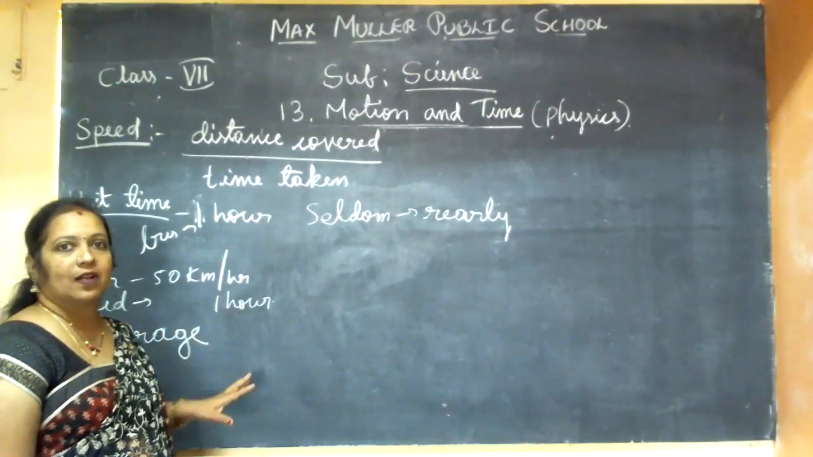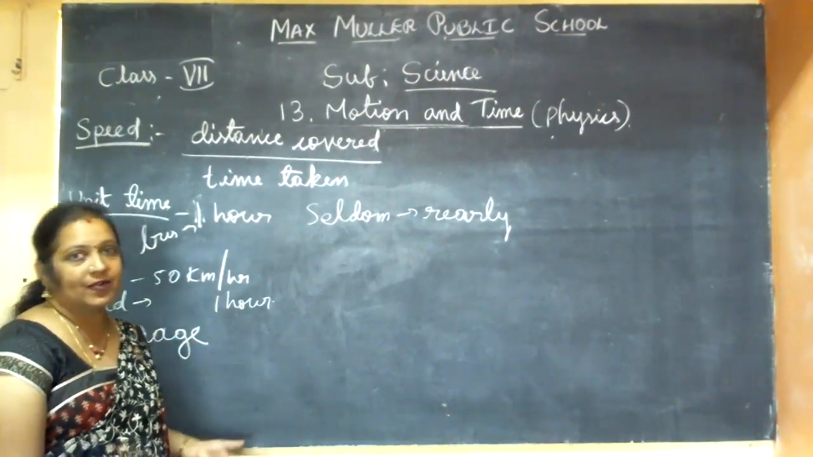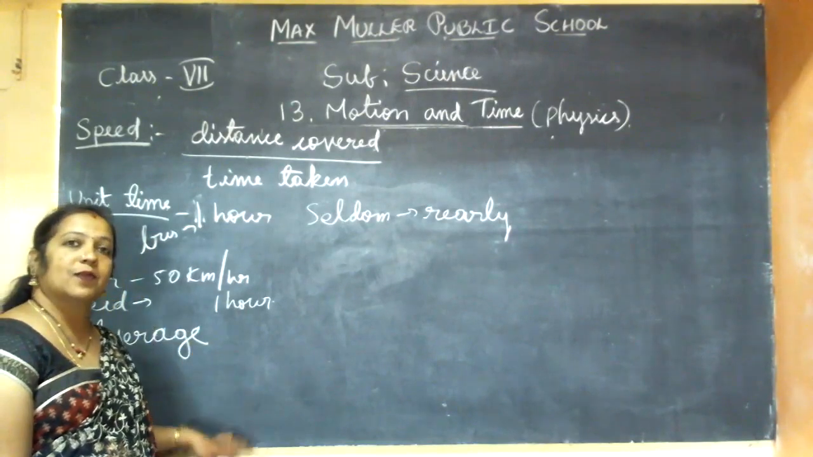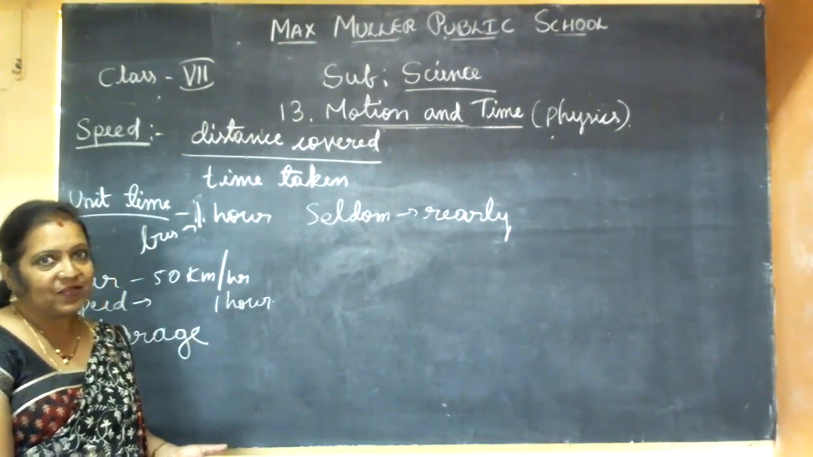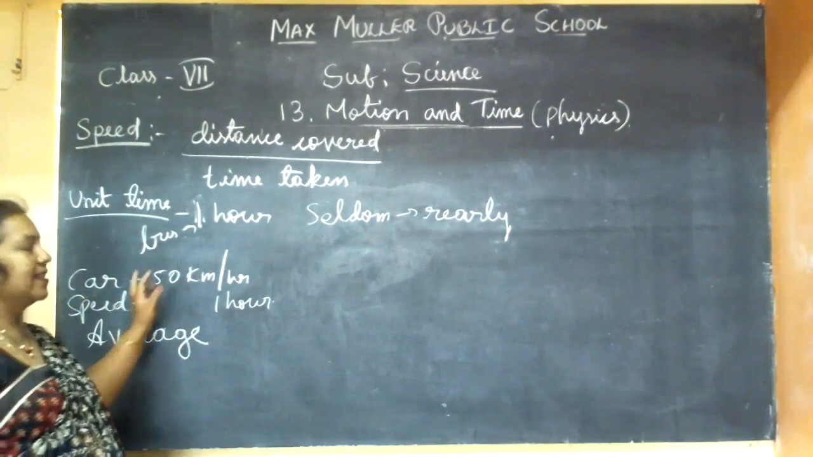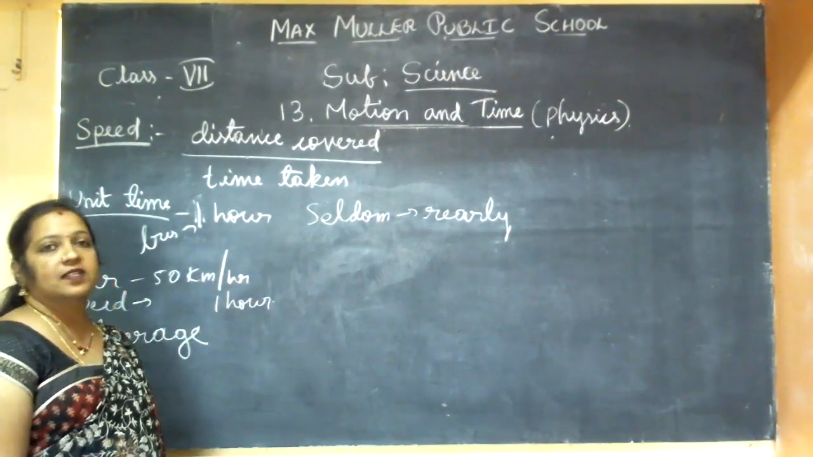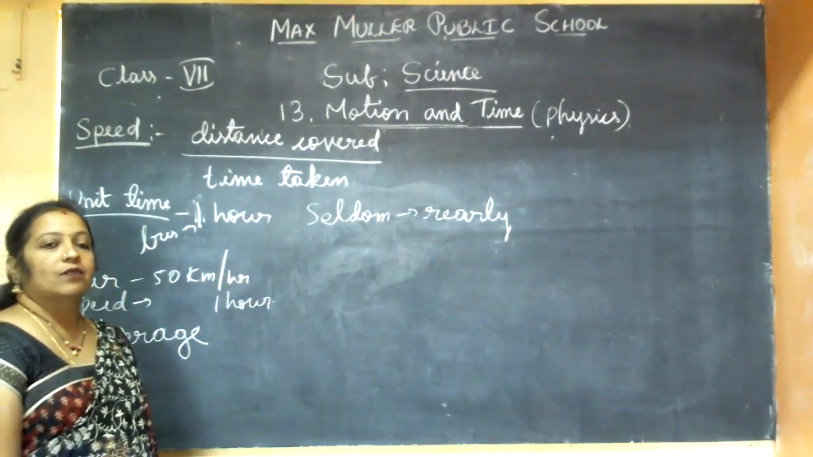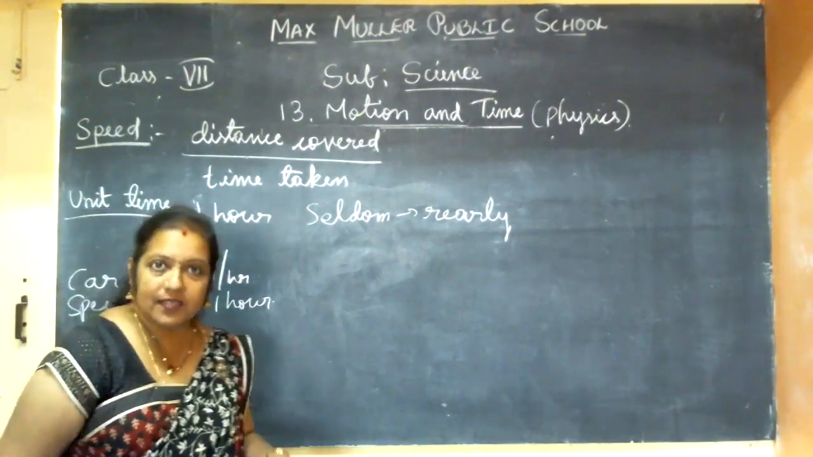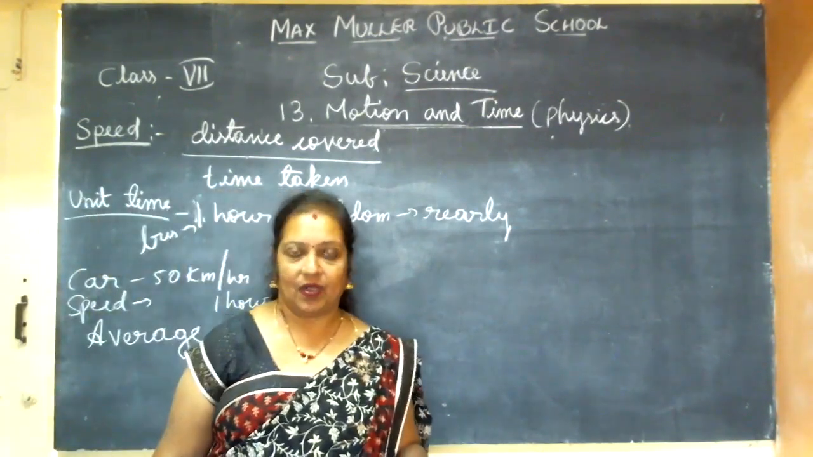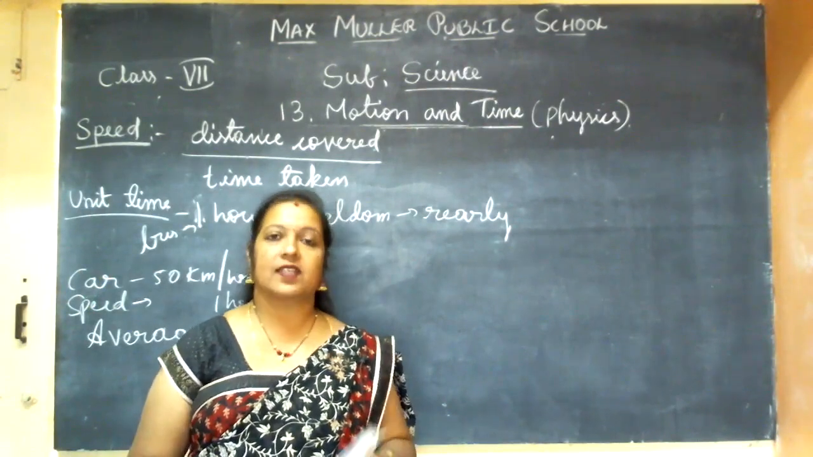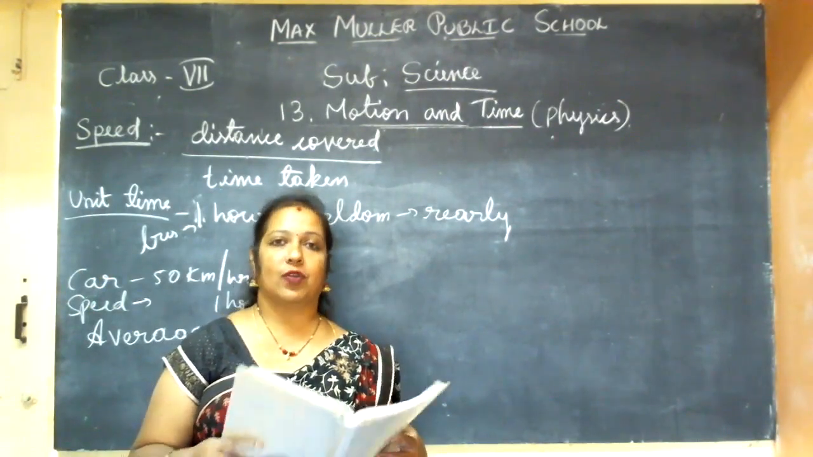So we have a target that it will cover the distance of 50 kilometers in 1 hour. Okay, after half an hour maybe it is reduced. After 10 minutes maybe the speed is increased. We don't know. But it has covered the distance of 50 kilometers. So we will consider the total distance covered by the moving body.